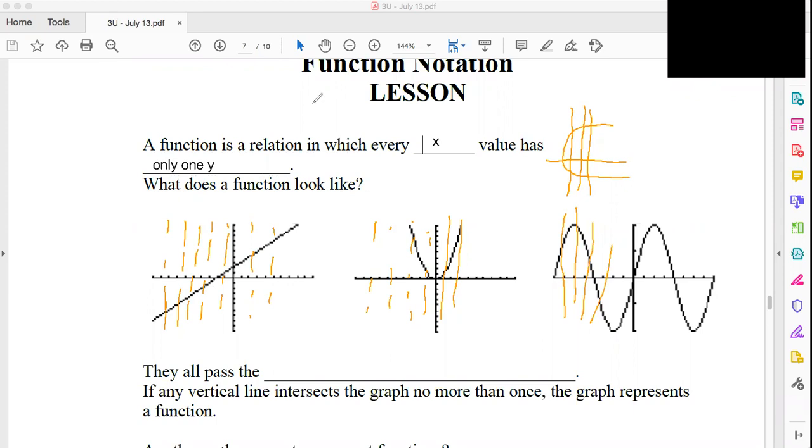And what I just did is called the vertical line test. So you literally just go vertically on your graph and see if there's more than one point on that graph. So they all pass the vertical line test. So I'm going to erase this. We're going to keep moving forward.